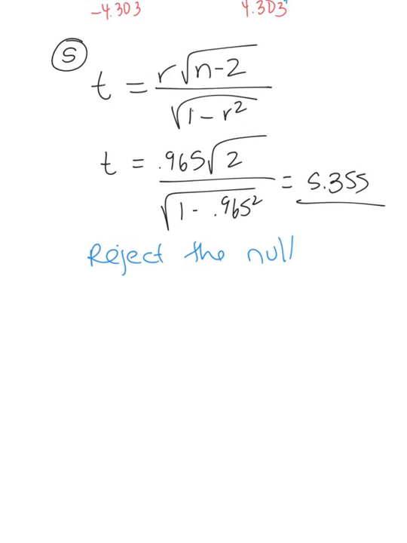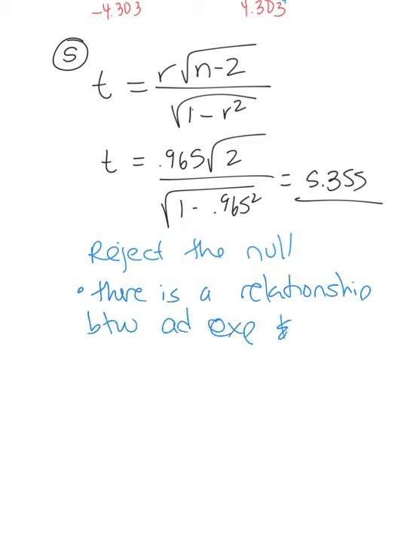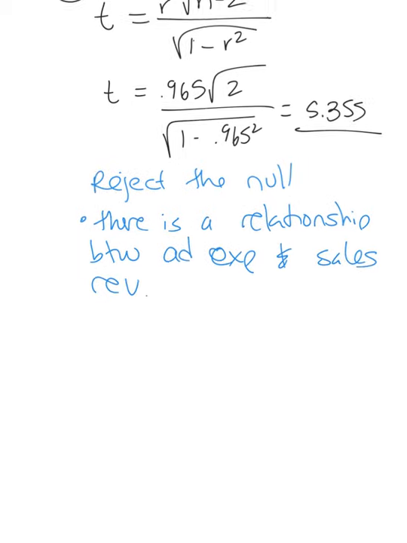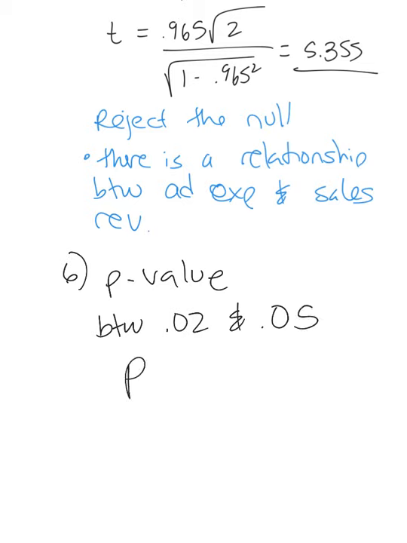Therefore what we have shown in this example is that there is a relationship between ad expense and sales revenue. Now step 6 is our p-value. So the p-value for the slope, in this case, if we base it on the 2 degrees of freedom, will be between 0.02 and 0.05. And we know that the p-value in that case will be smaller than alpha, therefore we reject the null.